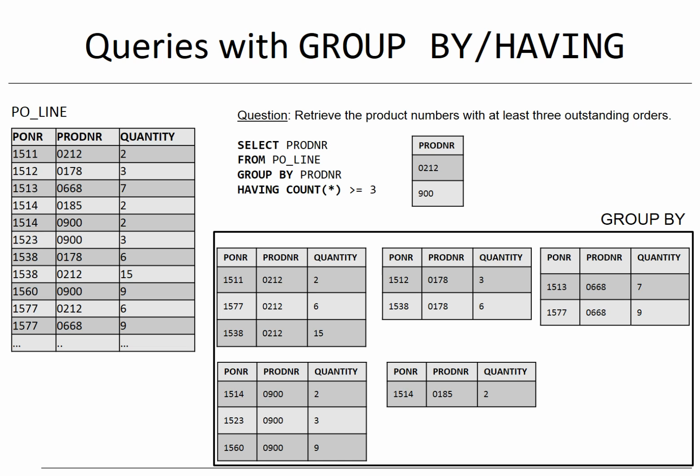For the group with product number 178, the having count star will result in 2, such that no output will be generated.